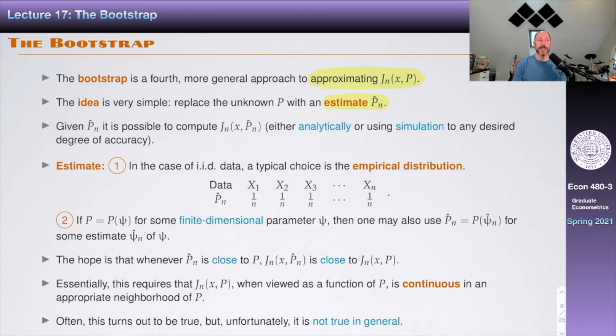And given p hat, it is possible to compute J_n at p hat. What's important here is that this can be done either analytically, which often doesn't happen, or by simulation, to any degree of accuracy. And this is what is typically done in practice. So when you're dealing with the Bootstrap and you want to estimate it in an empirical situation, you're going to be using simulation 99.9% of the time. And when you're doing proofs about the Bootstrap, you're going to be working with the analytical expression, okay?